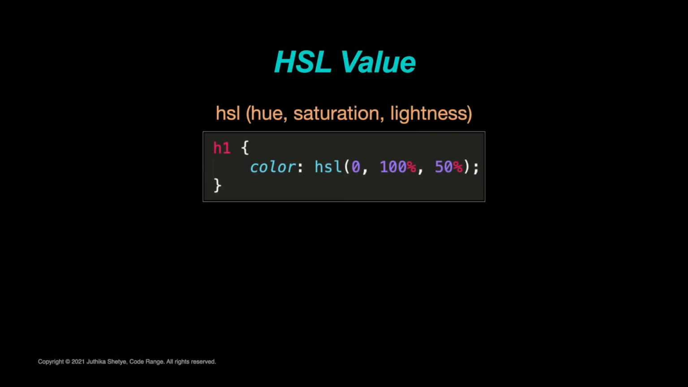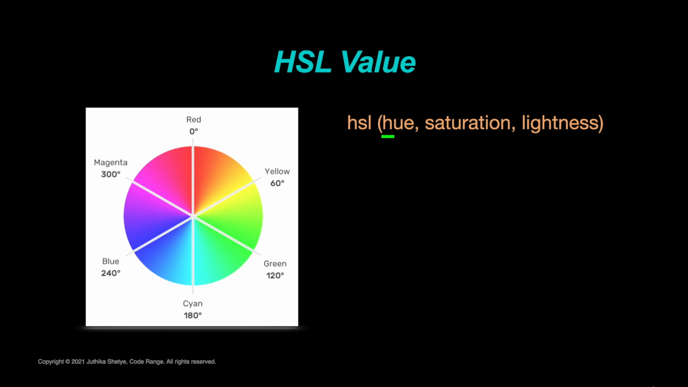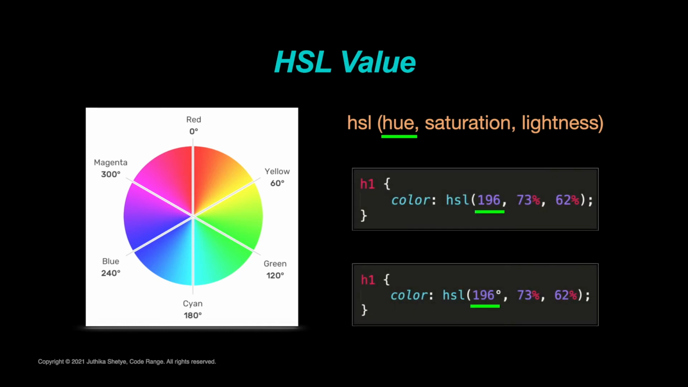Another functional color value is HSL, which defines a color by its hue, saturation and lightness, and also includes an optional alpha component. The hue is specified as an angle within the color wheel relative to red. So red equals 0 degrees or 360 degrees, and the other colors are spread around a circle. Green equals 120 degrees and blue equals 240 degrees and so on. The value can be used with or without the degree unit.